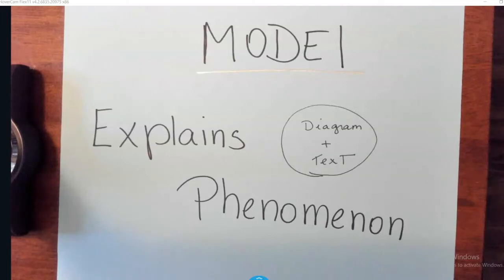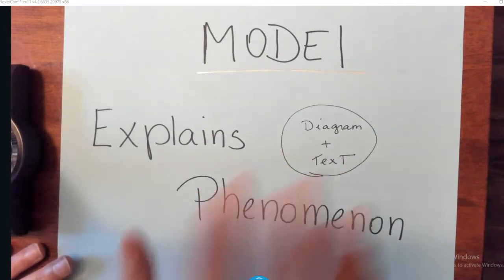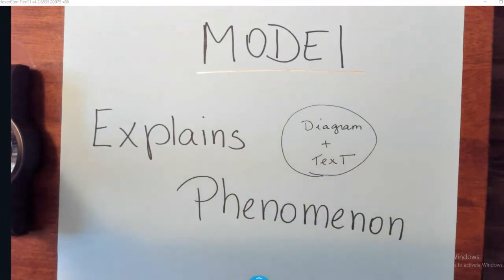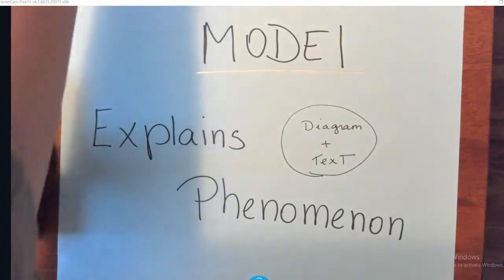Alright, so you have watched the video where it gives an overview of models. Right now, this video is to give you an example. So models are used to explain phenomena. And in our case, we're going to be looking at putting diagrams and a small amount of text to try to explain a phenomenon. How do we start doing this?